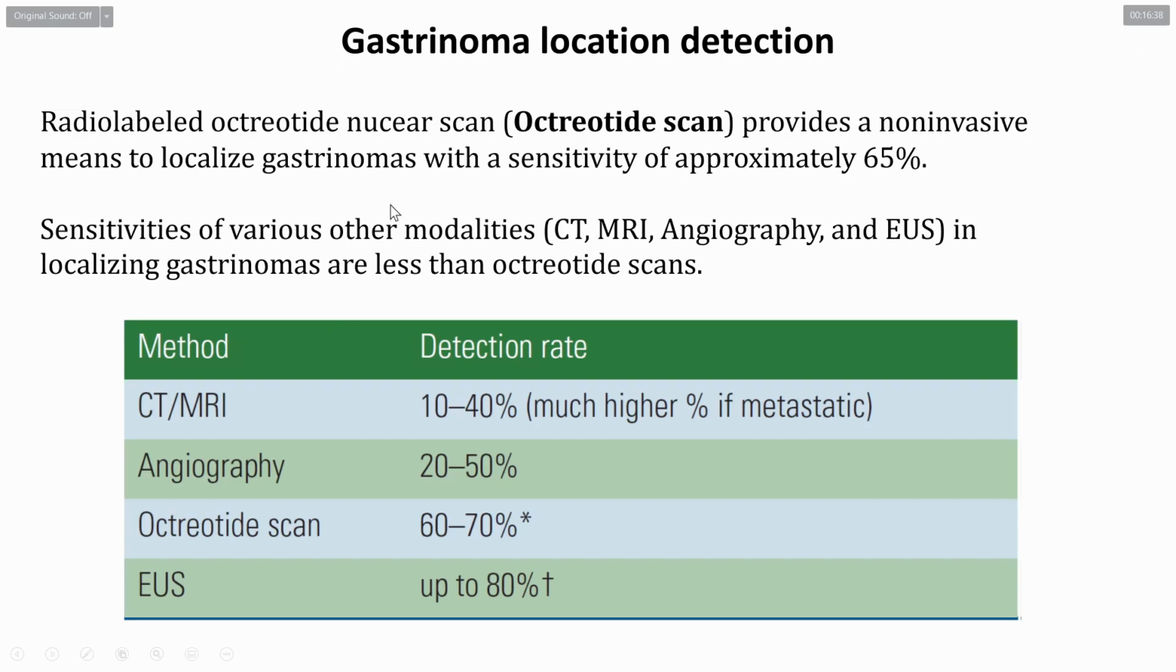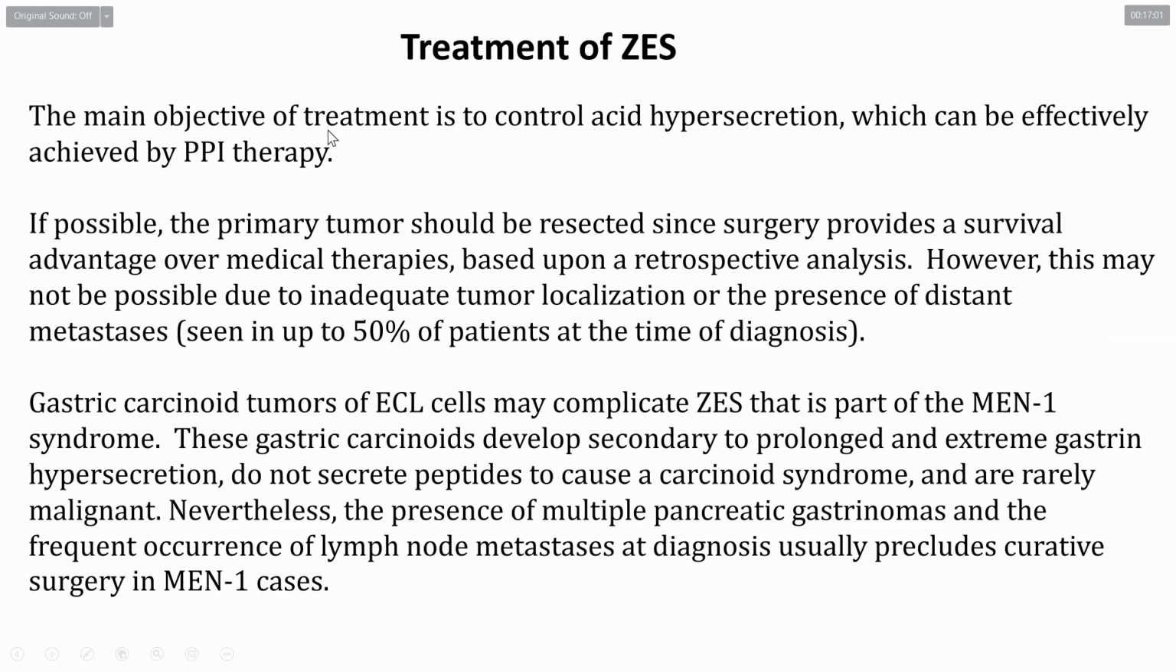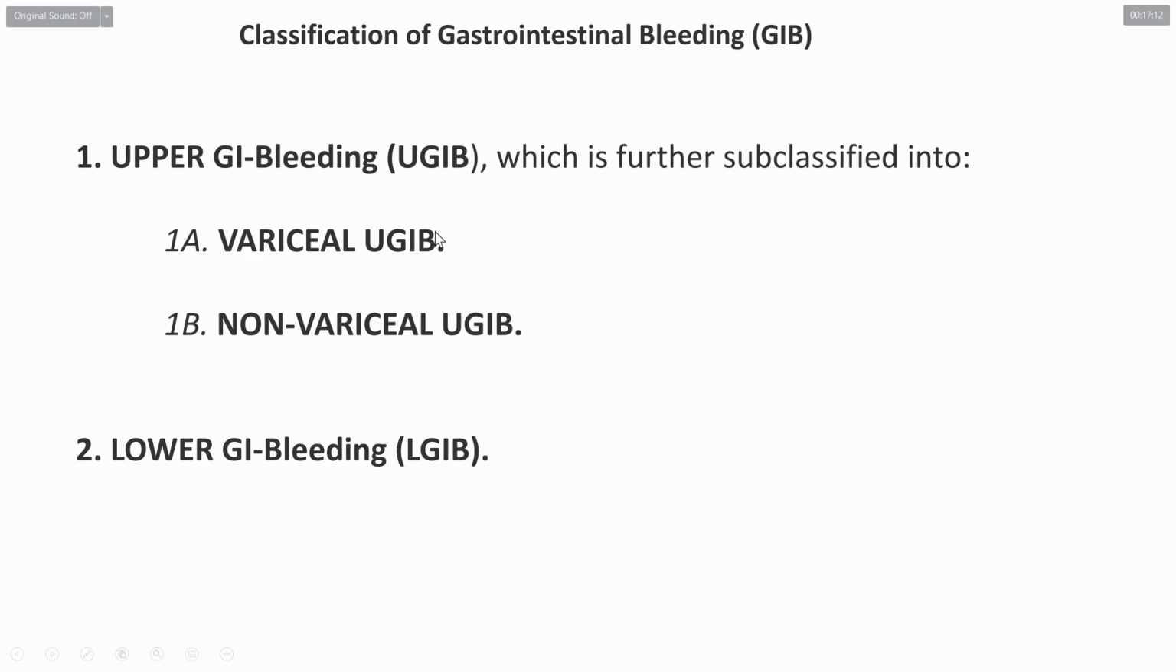I told you in the sporadic type, the most common location is duodenal. The best and the most accurate way is an octreotide scan. Okay? An octreotide scan, it's nuclear medicine. There are many other ways like CT and MRI, EUS and angiography, but octreotide scan is the most accurate. Treatment is PPIs. If you can find the tumor and resect it, do, but that's probably all you have to do. Upper GI bleeding, we've talked about it a lot before.